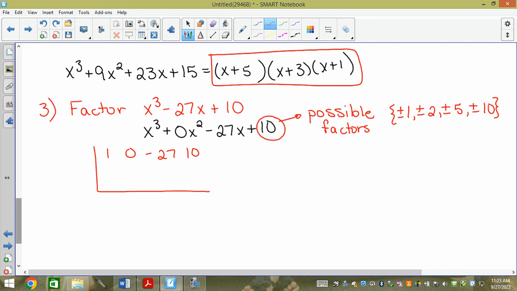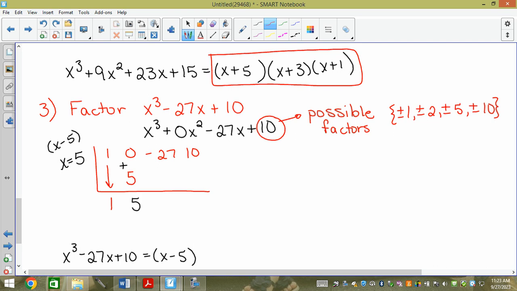What do you get as the lowest one? Well, the only one. X equals? 5? So then it's x minus 5 is my factor. So I have x cubed minus 27x plus 10 equals x minus 5. And then I drop down my 1. Multiply outside, add inside. So 5 times 1 is 5. Add it. 5. Multiply. 5 times 5 is 25. Add it. Negative 2. Multiply. 5 times negative 2 is negative 10.